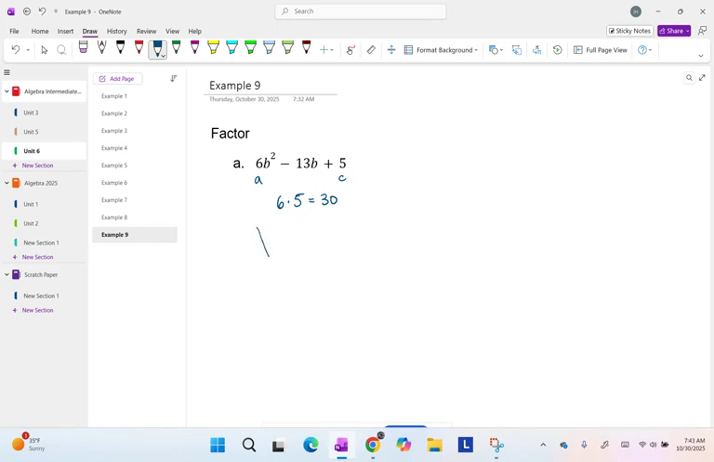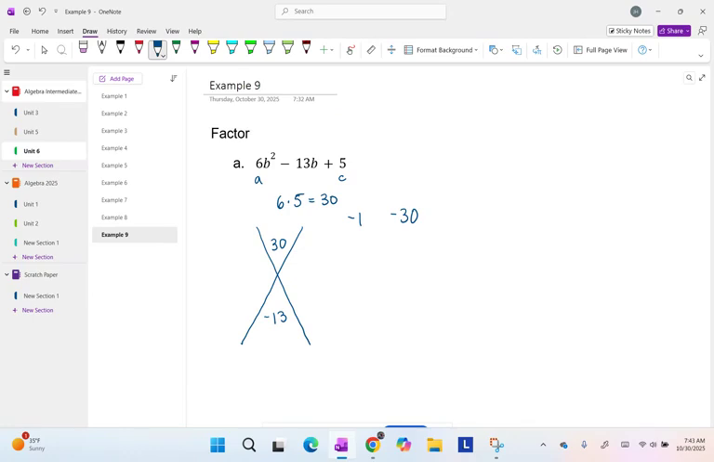So we're looking for two numbers that multiply together to get us 30, but add together to get us negative 13. So again, remember that if I have a b term that's negative, but my AC is positive, means that I need two negative factors, because two negatives times each other gives us a positive, but when we add two negatives, it gives us a negative. So we're looking for two numbers that are negative, that when we multiply them together give us positive 30, and when we add them together give us negative 13.